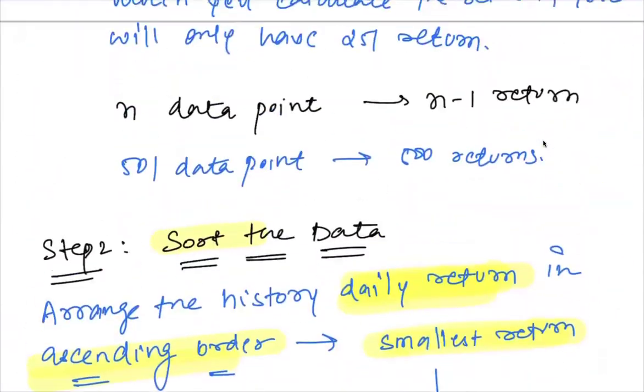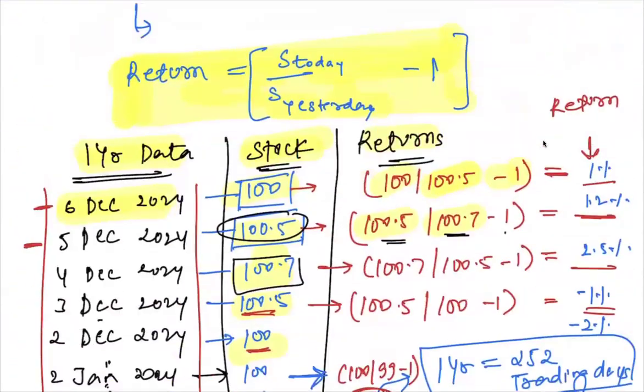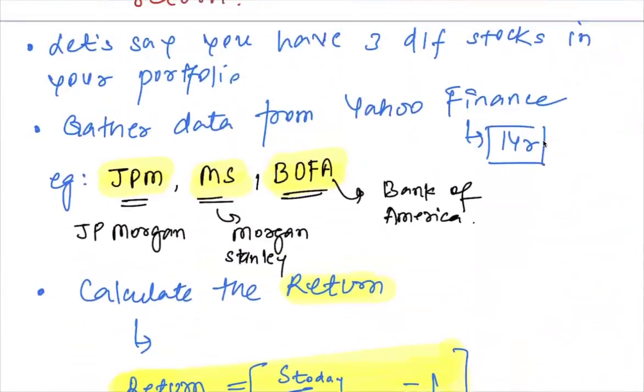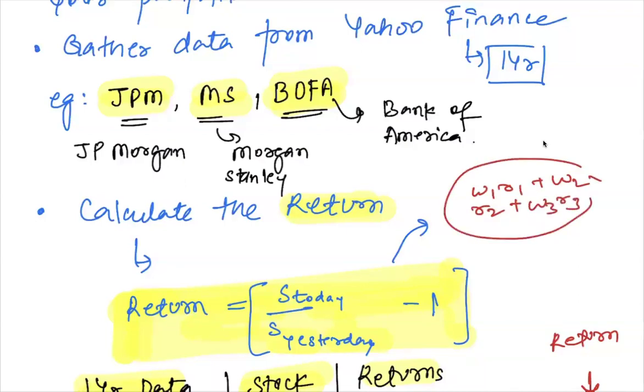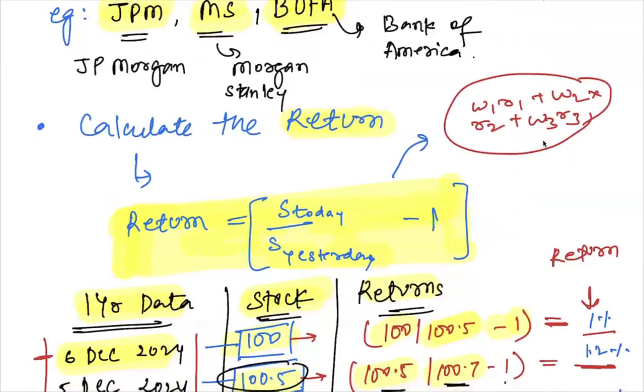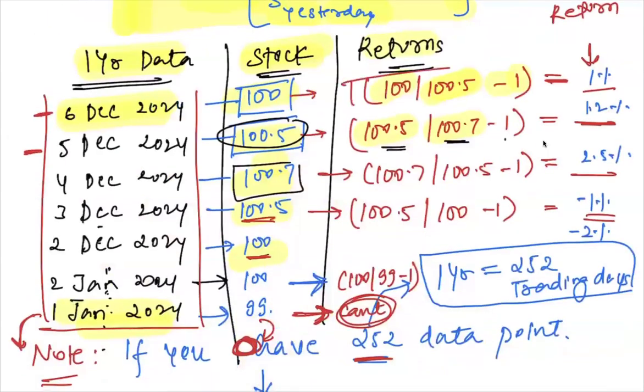Let's revisit the concept. The first thing is to calculate the returns. When I say returns, I mean portfolio returns, let's say W1R1, W2R2, W3R3. Let's calculate the portfolio return. Once we have the portfolio returns, they look something like this.